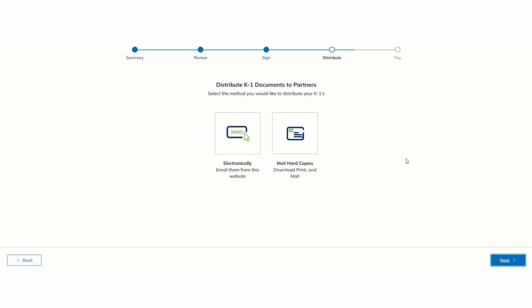Here, you will have the ability, since this is a business return, to distribute K1s to your partners, either electronically or mail hard copies. For individuals or C Corps, this would not be applicable, but for partnerships and S Corps, we have the ability to distribute these K1s.